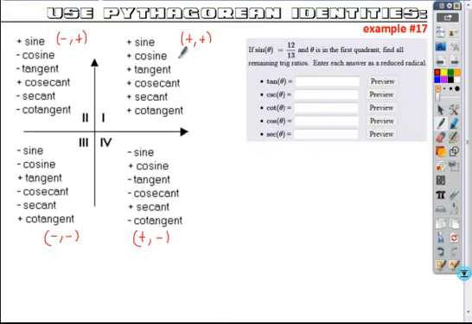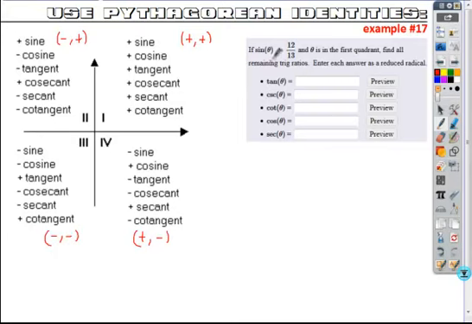But the whole idea is when you're working with some of these problems where you're identifying what the trig ratios are, if you're given one ratio and you're told what its quadrant is, you should be able to use this to identify those. And in addition to this, you're going to use Pythagorean theorem. Right? And here's how you can set that up to find it.